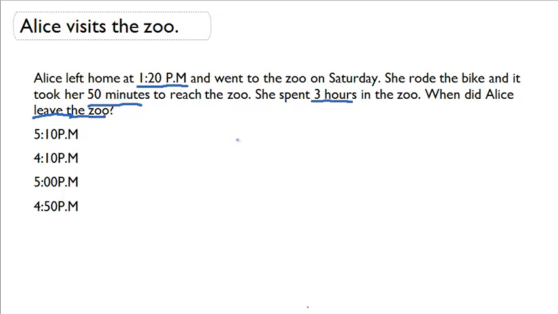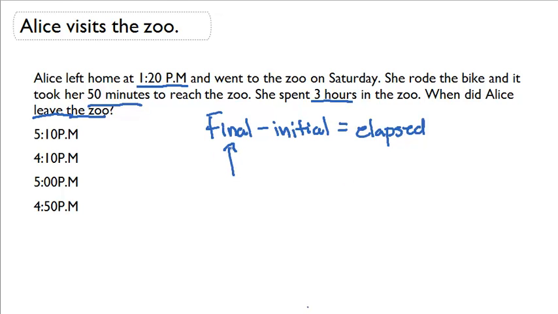So if we think about our equation that we've been using, that our final time minus our initial time is equal to our elapsed time, we'll see that we can find some very important pieces of information to find our final answer. When Alice left the zoo is really looking for our final time. So this is what we're looking for.